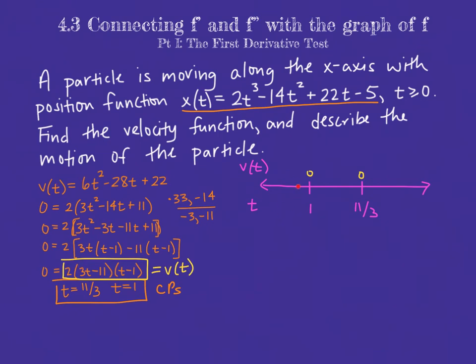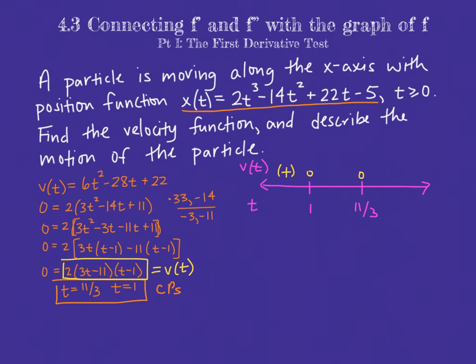So if we plug in a number less than 1, let's plug in 0. 2 is always positive, it's not changing anything. If we plug in a 0 here for t, we'll have a negative number in here, and then with 0 here we'll have another negative number. So we'll have a positive output here.